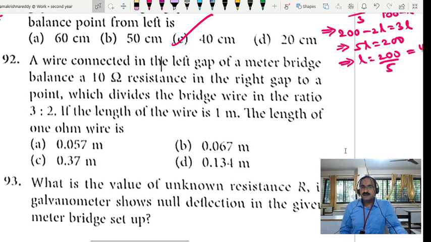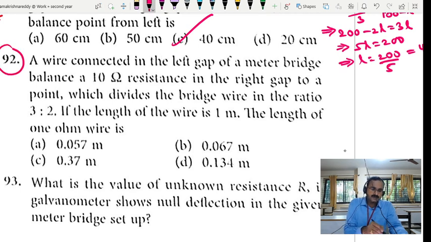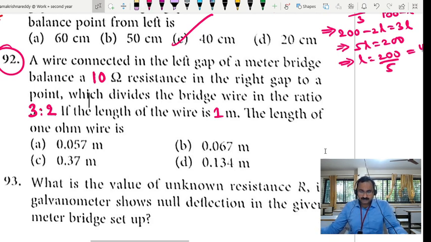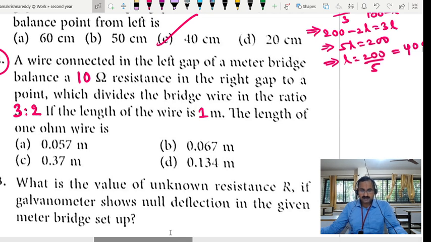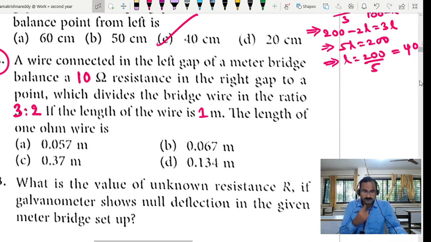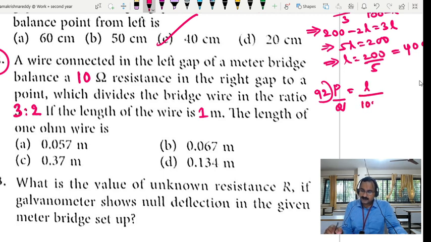A wire connected in the left gap of a meter bridge balances a 10 ohm resistance in the right gap at a point which divides the bridge wire in the ratio they gave. What is that ratio? 3:2 only, no? The length of the wire is 1 meter, they gave. So we write P by Q is equal to L by 100 minus L only, question number 92.